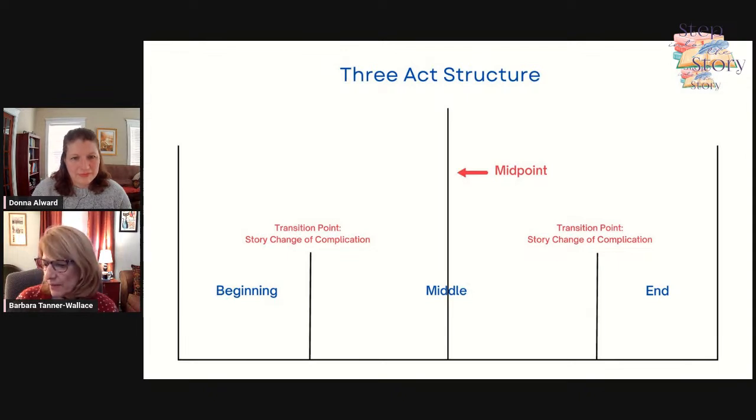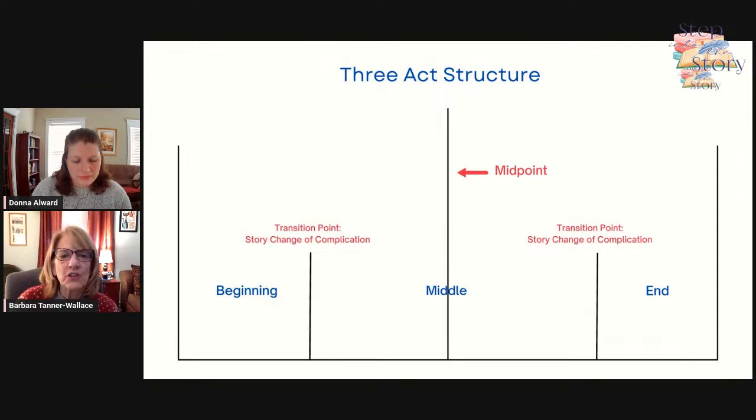And then you get to the middle. That's where the action of your story is. That's where they face their challenges, make decisions, change, etc. And then you have your end where they resolve their problems and challenges in a satisfying way. Okay, it doesn't mean happy, it just means satisfying.